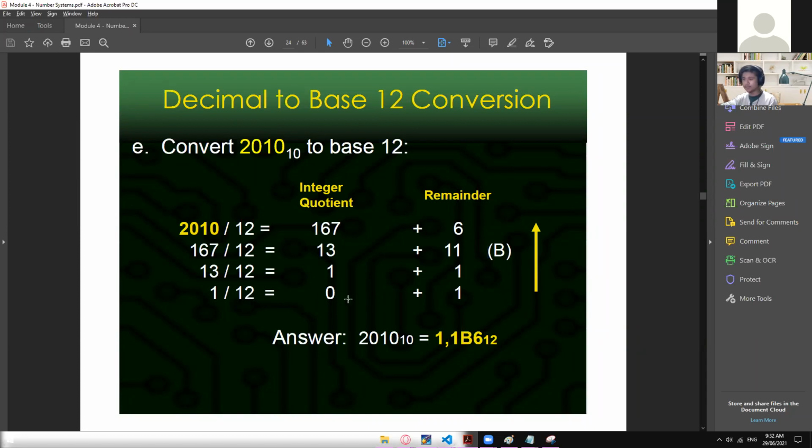Since this is already 0, you can read this from bottom to top. Whatever the final number on the integer quotient is, just put it here on the remainder. So our answer here is 11B6 base 12. Please verify and let me know if the answer here is correct or not.